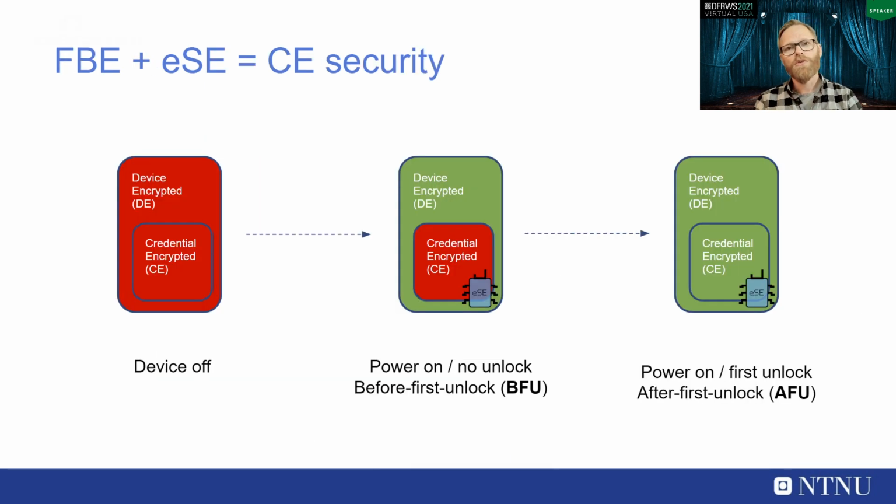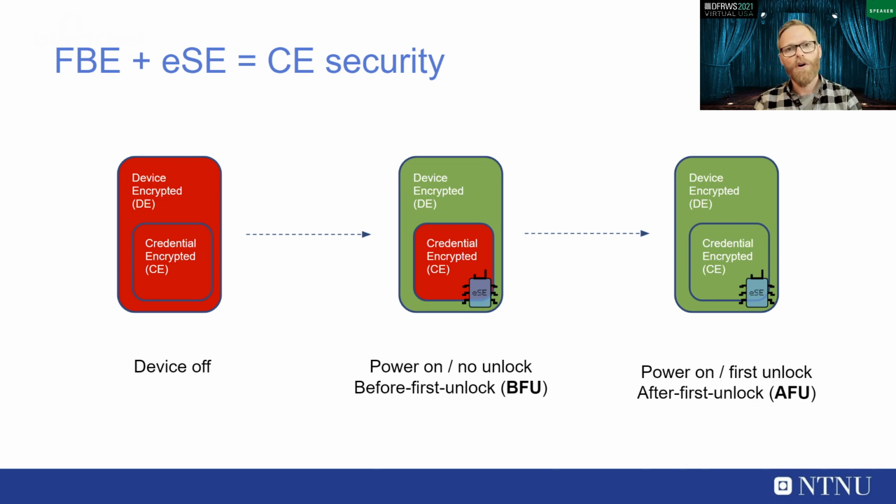So we need to look into the different phases of file-based encryption before we can attack the model. And we often talk about different states when we talk about file-based encryption. And file-based encryption basically has two storage types. It has the device encrypted DE storage, and it has the credential encrypted CE storage. And of course, a device powered off will have no such key material available. And if you desolder the storage flash, it will just have encrypted material.